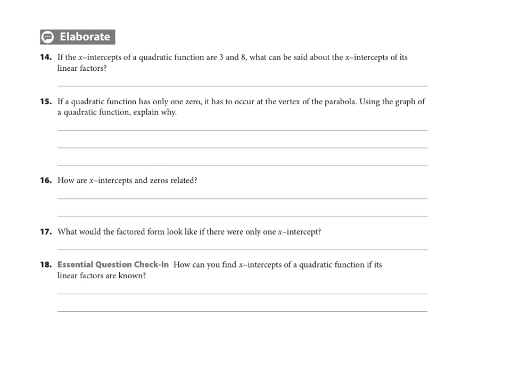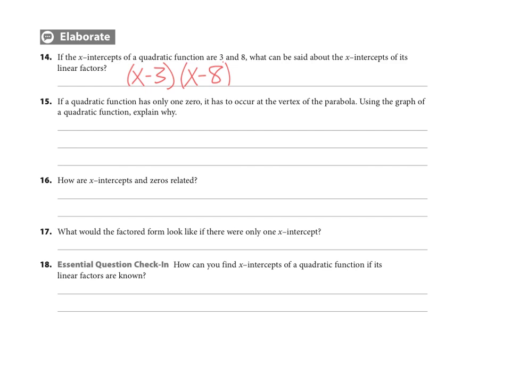So the elaborate questions real quick. If the x-intercepts of a quadratic function are 3 and 8, what can be said about the x-intercepts of its linear factors? They're the same thing. All that's different is when we talk about it in reference to linear factors, we're writing it as x minus 3. That's a linear. Why is it linear? Because the exponent here is 1. But when I write the other linear factor, x minus 8, multiplied together, that gives me a quadratic because x times x is x squared. So when we talk about the x-intercepts of a quadratic being 3 and 8, its linear factors are the exact same thing.